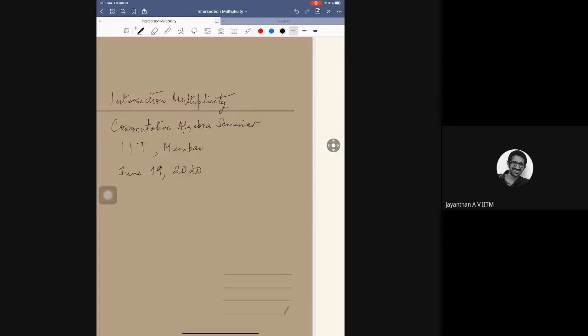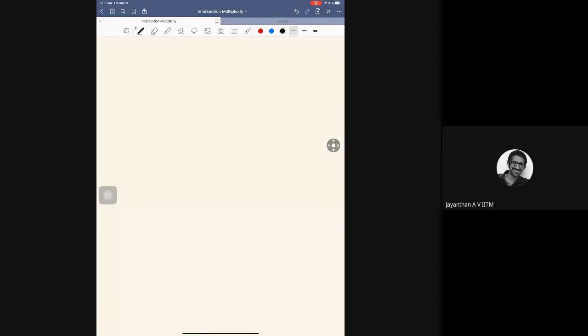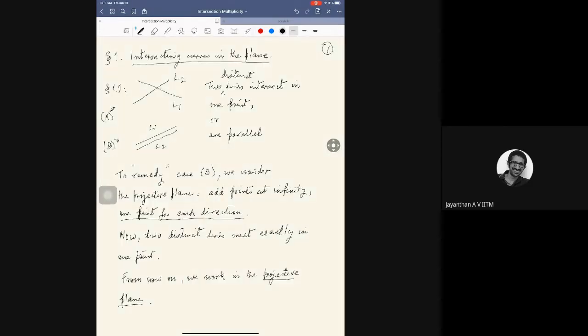Okay. There's a missing page here. So I'm starting with, yes. So please forgive me. I'm talking as if we met all these definitions just yesterday.